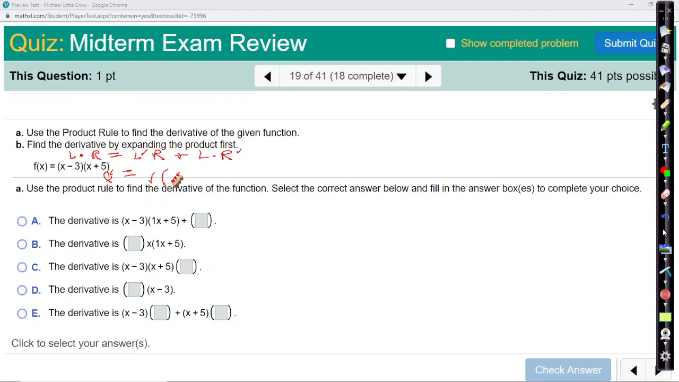So we end up with 1 times the right unchanged. Then we take the derivative of the right, which is just 1, right? Just x to the 1 power, that's 1, times the left unchanged. So they want to do a little bit here, so which one is this? Use the product rule to find the derivative of the function, select the correct answer below, and fill in the answer box for your choices. You could actually come up with the answer, but that won't help you. They really want the process.